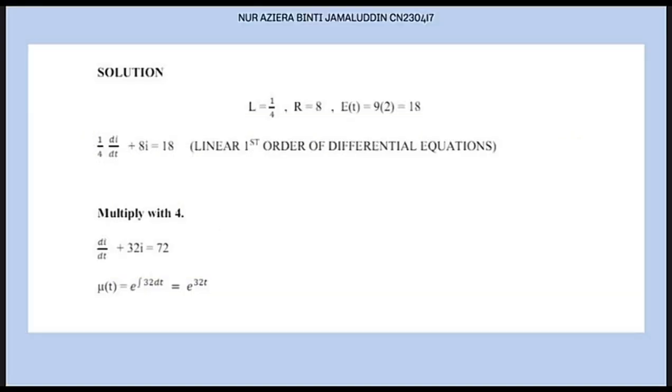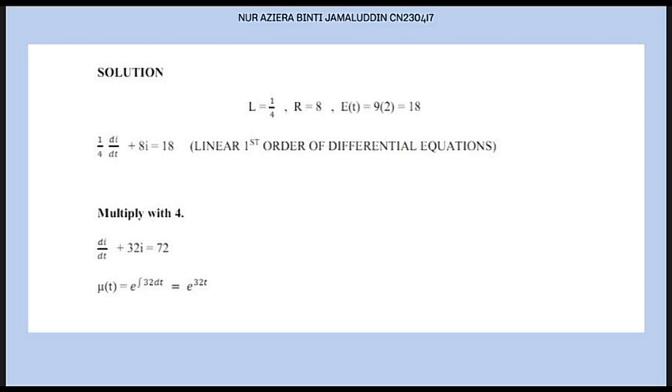From this problem, we need to recognize L equals 1/4, R equals 8, and E(t) equals 9 multiplied by 2 because of two 9-volt batteries, so equals 18. So 1/4 dI/dt + 8i = 18. Now this is a linear first order differential equation, and let's go ahead and put this in a standard form.